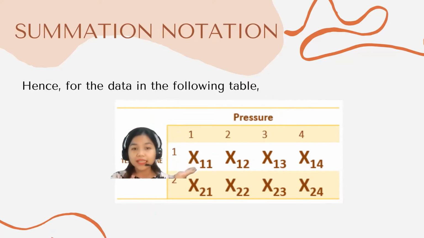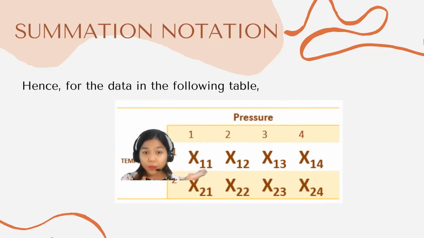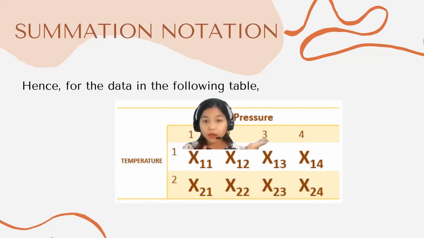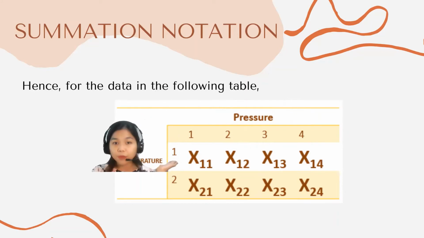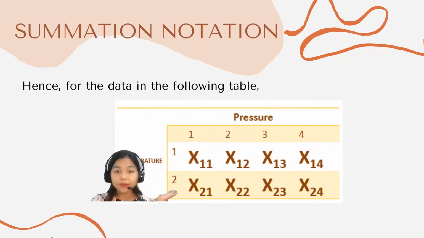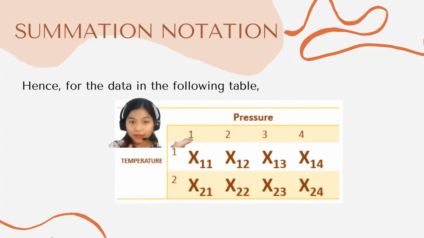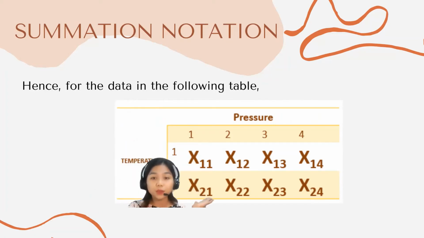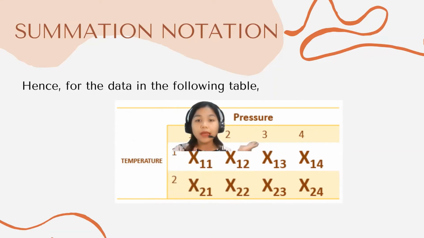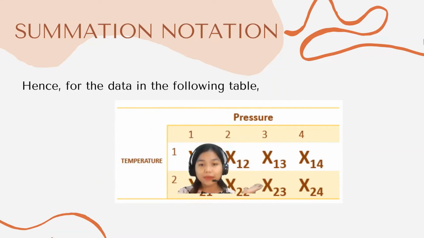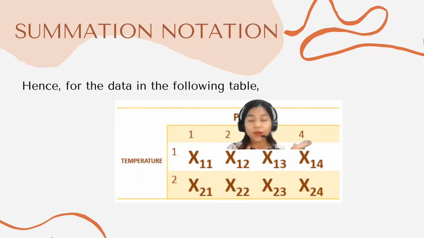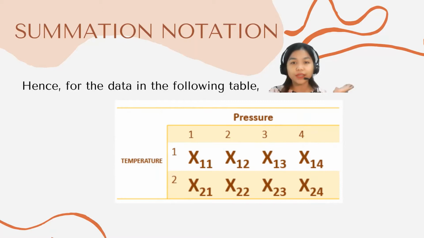So we read this as row 1, column 1, row 1, column 2, row 1, column 3. That's why we have x13. Row 1, column 4. That's why we have x14. Then for row 2, column 1. That's why we have x21. Row 2, column 2. That's why we have x22. Row 2, column 3. That's why we have x23. And then row 2, column 4. That's why we have x24.